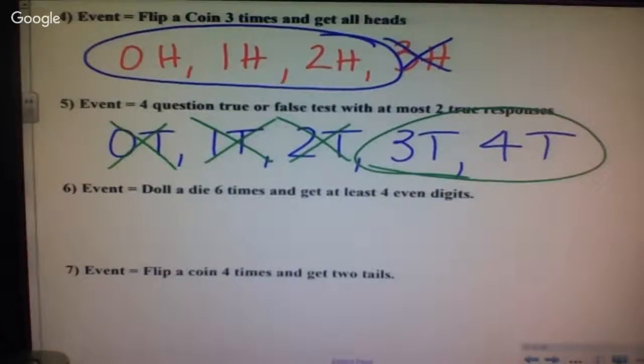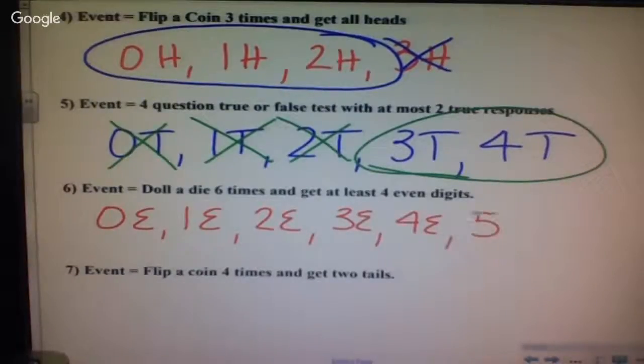Okay, 6. Roll a die 6 times and get at least 4 even digits. So we're talking even digits. So I can get 0 even, 1 even, 2 even, 3 even, 4 even, 5 even, or 6 even, because I'm rolling a total of 6 times.